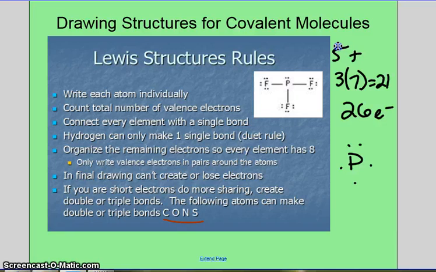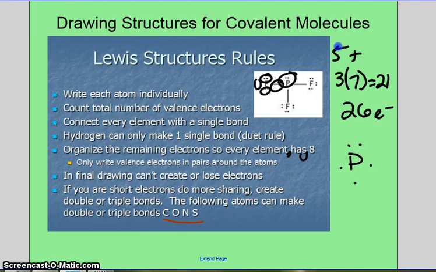If you are short electrons, where you don't have enough to go around but you've drawn in every electron you can, the CONS elements, as we see at the bottom, carbon, oxygen, nitrogen, and sulfur, can create double bonds and share more pairs. So let's count up how many electrons are in that diagram. Each of the fluorines has 8, including the 6 individual dots and the one line for 2. We have 3 of those, so 3 times 8 is 24, and then we see the additional 2 electrons on the top of phosphorus for 26.